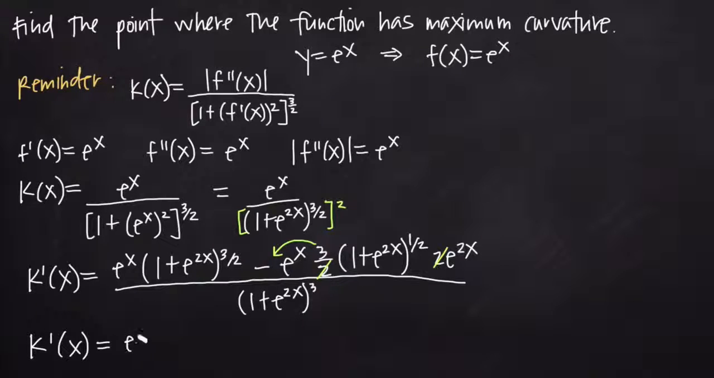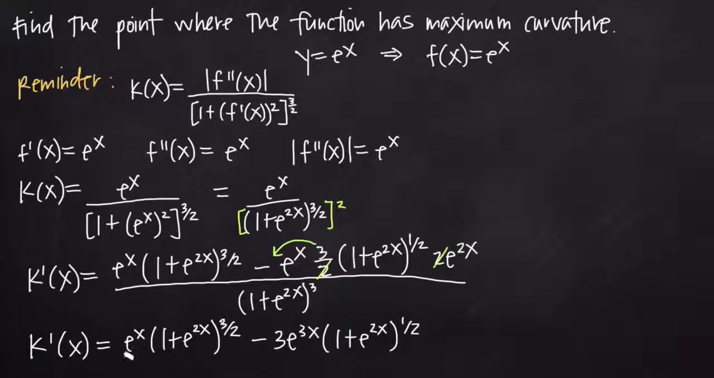So we're going to have e to the x times 1 plus e to the 2x, all raised to the 3 halves, minus, bringing the 3 out in front, combining the e to the x and the e to the 2x, we get e to the 3x multiplied by 1 plus e to the 2x raised to the 1/2 power. And we have this whole thing here divided by quantity 1 plus e to the 2x all cubed.